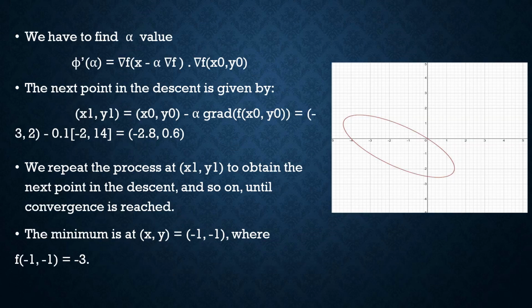And these are the total steps we have to follow. We will find the alpha value, which is the step size, and find the next iteration x1 and y1. After doing this process again and again, we will get x comma y as 1 comma 1, and this point 1 comma 1 is the minimum of the function.